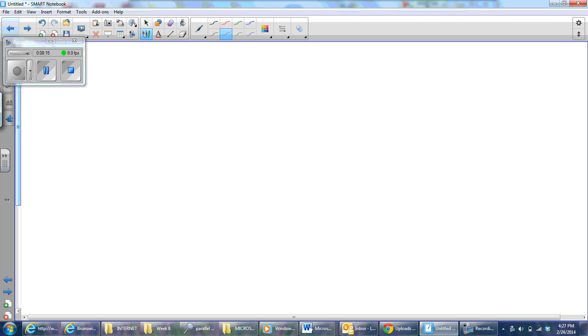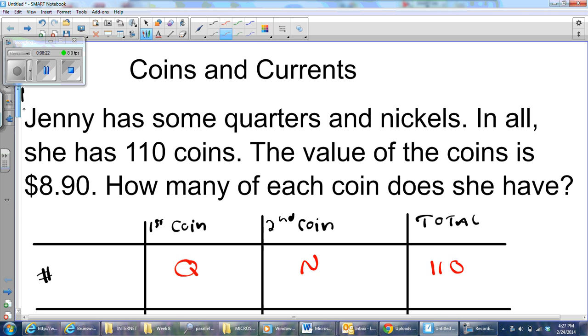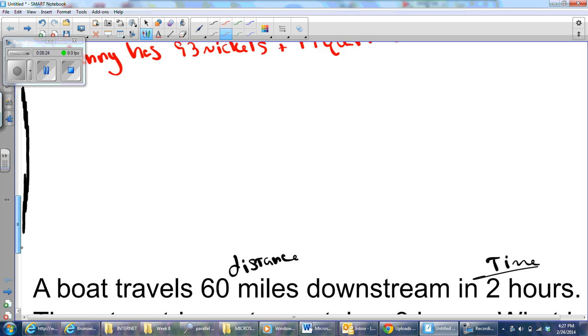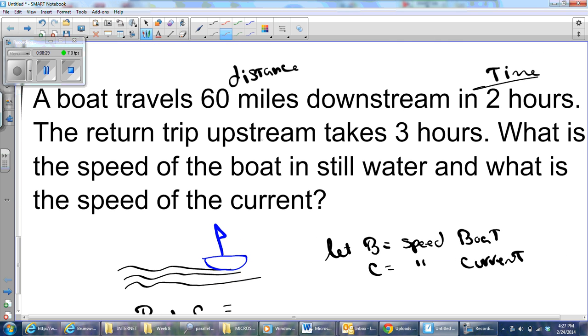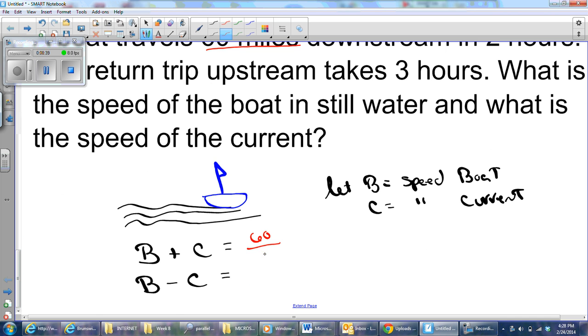So let's go back to our problem. Oh dear, I've lost our problem. I know some of you are going, yeah, we don't have to do it. Wrong. Okay, so my distance going with the current is 60 miles. So I need a 60. And the time is 2 hours. And so my equation becomes B plus C equals 30.